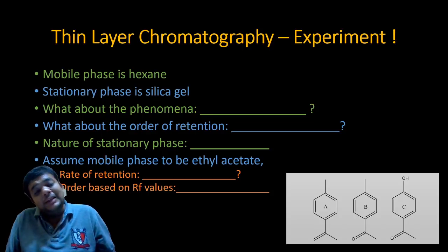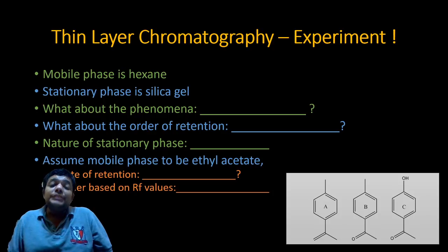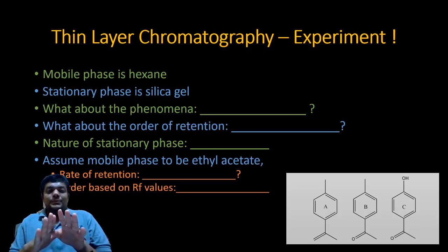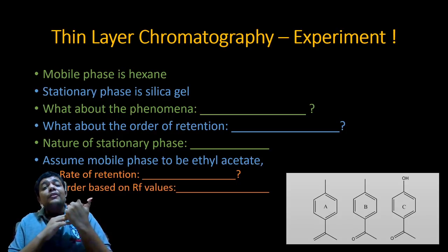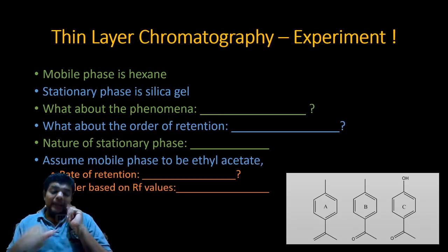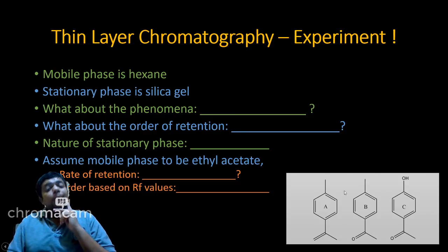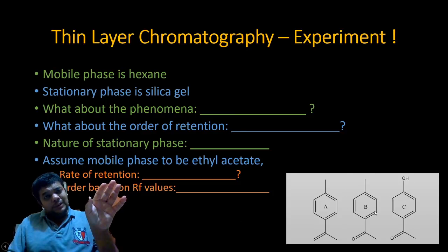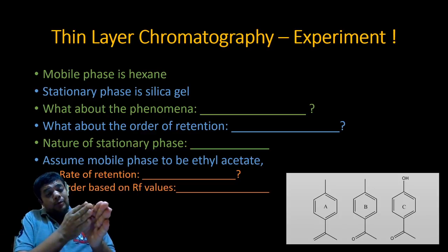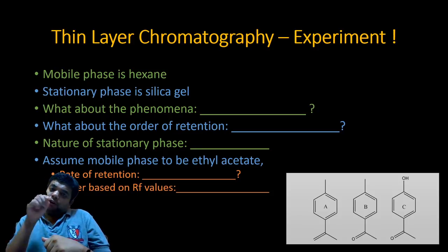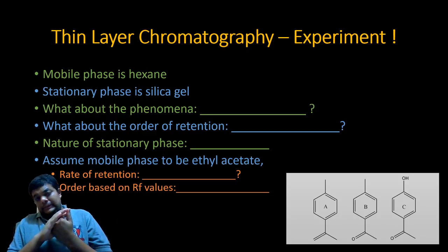Assume the mobile phase to be ethyl acetate. What is the rate of retention? Speed of retention. Order will be the same. Order will not change, but the speed will increase up to an extent. Why? Because now your mobile phase is also comparatively polar than hexane, and you have two compounds that are polar. So compound B and compound C, which were coming out late, will now come out a little early. And therefore, the peak will be observed a little early, or the spots will be observed a little early.